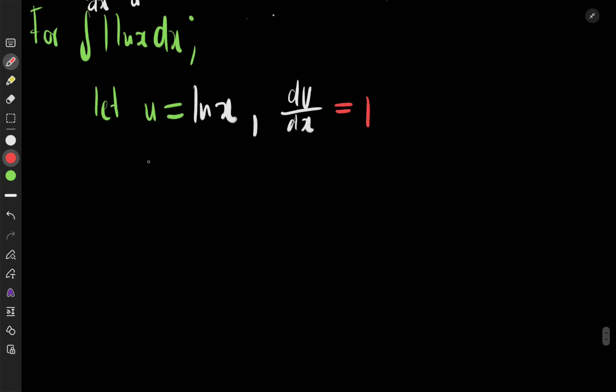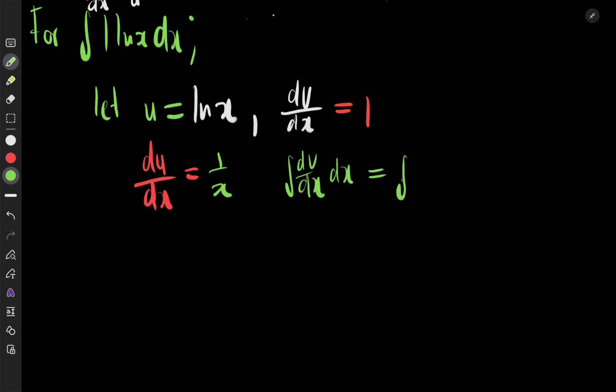Okay. Now, that means we can get du dx, which is the derivative of u with respect to x, because it is in terms of x. What's the derivative of that? It's like the derivative of ln x. What is it? It is going to be 1 over x. Then we integrate dv dx with respect to x. We integrate both sides with respect to x. The integral of dv dx is equal to the integral of 1 with respect to x. What do I get? v is equal to the integral of 1, which is x, okay? It's like the integral of dx is x, right?